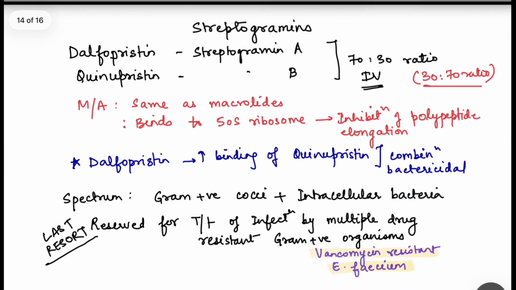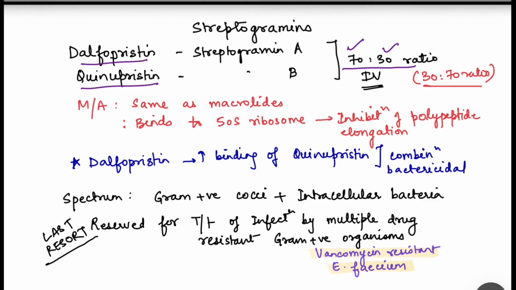Then moving on to the next drug, that is streptogramins. As I said, there is streptogramin A and streptogramin B. Dalfopristin is a streptogramin A, while quinupristin is a streptogramin B, and they are given in the ratio of 70:30. That is, dalfopristin is given as 70 parts and quinupristin as 30 parts, and it is given IV.